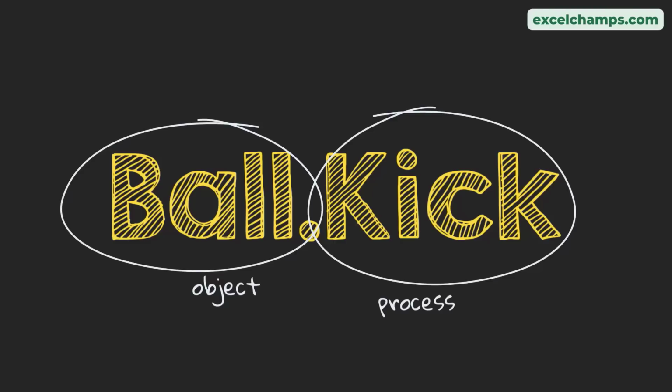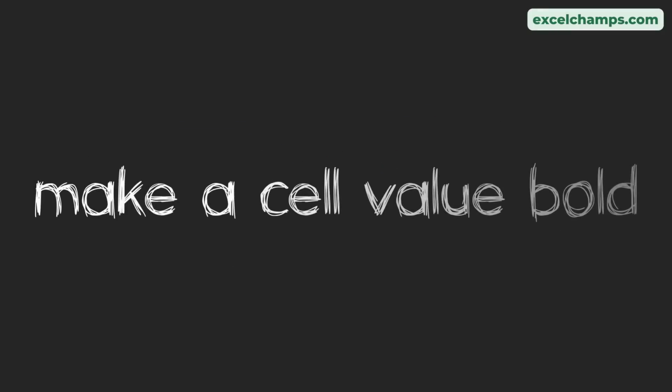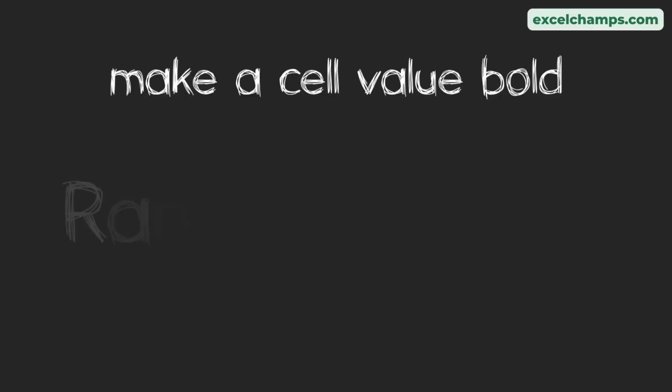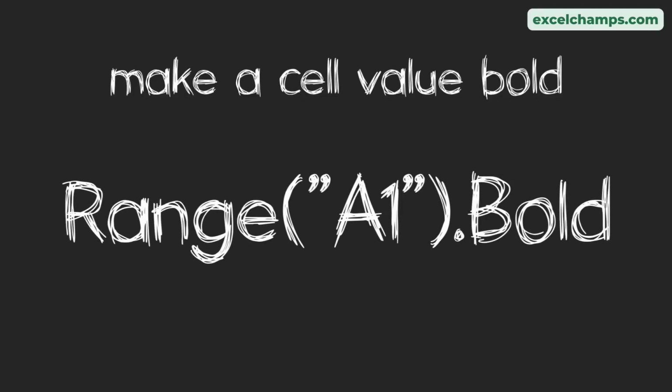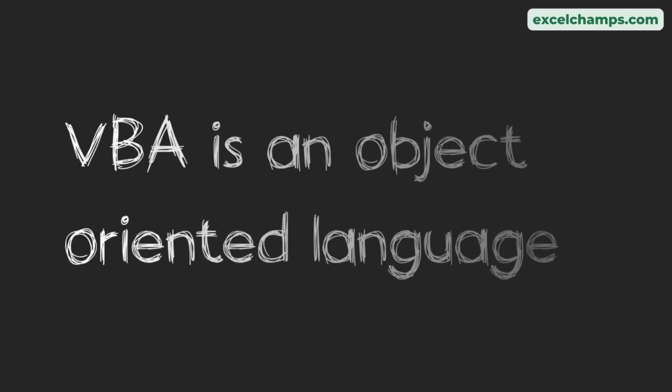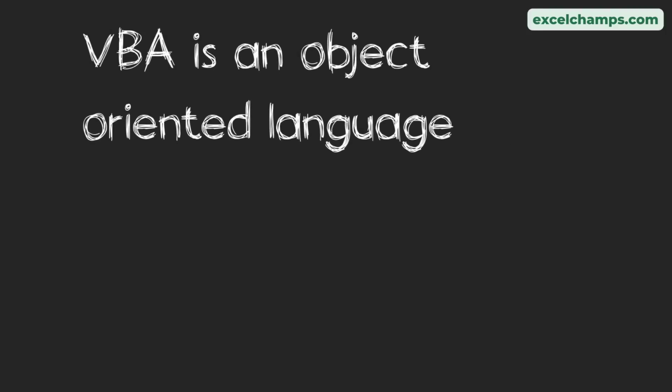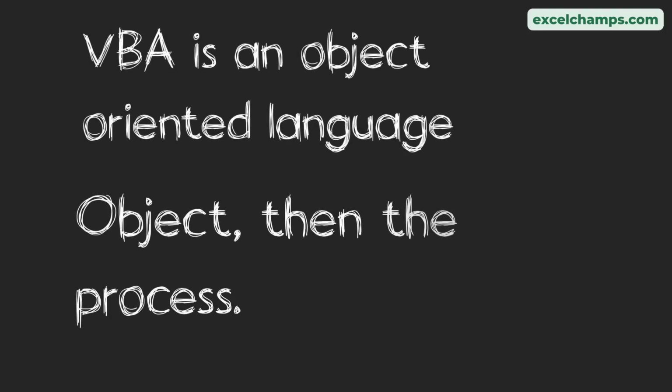So whenever you need to do something through a VBA code, you need to specify the object first and then you need to specify the process, the activity you want to perform. For example, if I want to make a cell value bold, the first thing I need to do is specify the cell and then I need to specify the bold activity. So the point is VBA is an object oriented language, and to write a code in VBA, first thing you need to specify is the object and then you need to specify the process, the activity you want to perform.